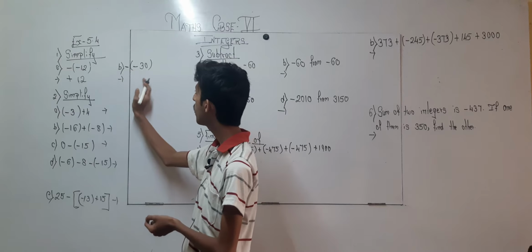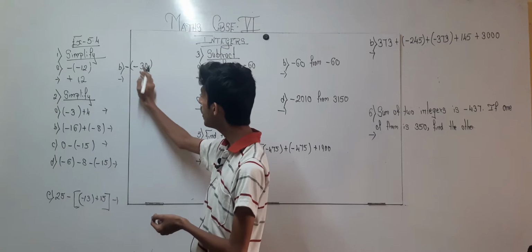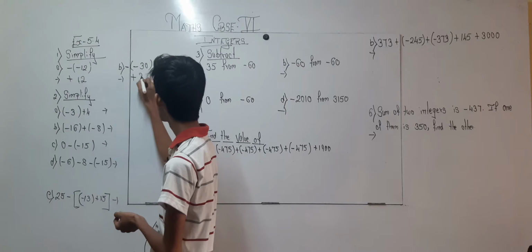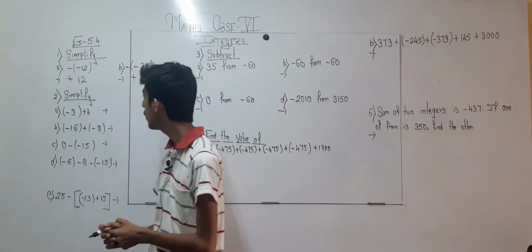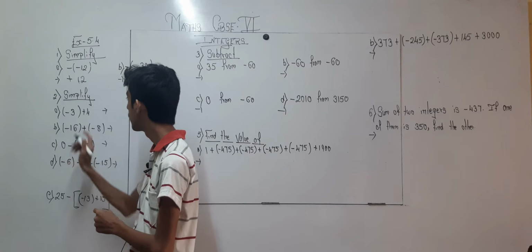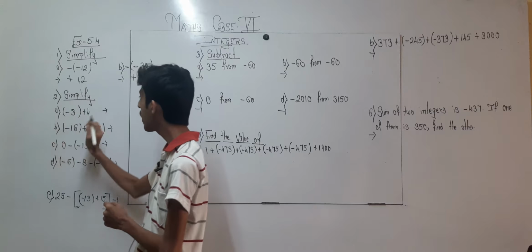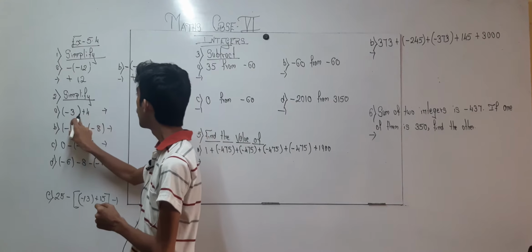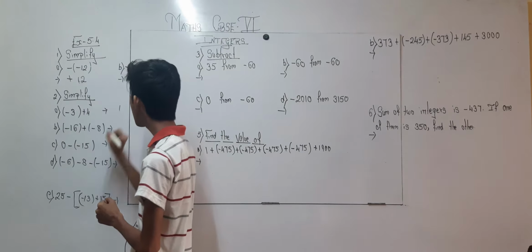Now moving on to the second question, minus of minus 30. Minus into minus will give me plus 30. Now moving on to the next question, simplify the following. Minus 3 plus 4. Now what we have to do? 4 minus 3. 4 minus 3 will give me 1.